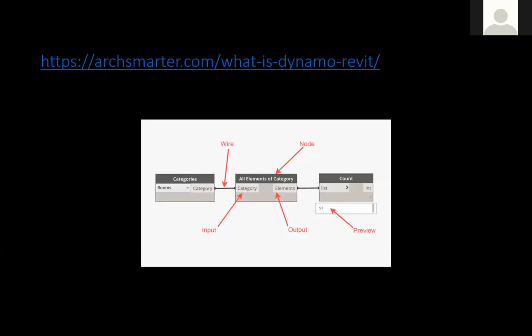So Dynamo works by reading nodes. Each node is a set of instructions, a function basically, for Dynamo to follow. The nodes are linked together with a wire, and it knows to take input from one node into the next node. So this is a fantastic graphic, which I've pinched from arcsmarter.com because it tells you everything really.